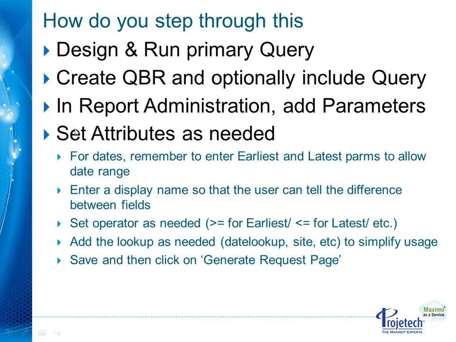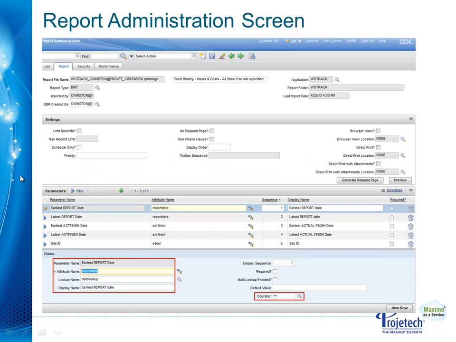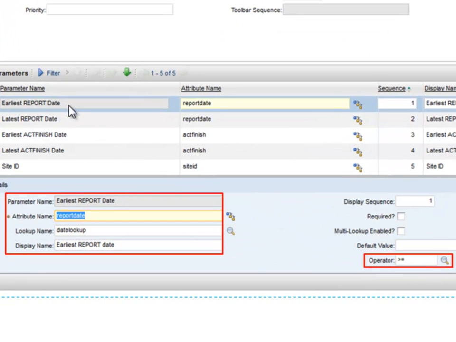Let's take a look at the report administration screen and essentially how the report will look when set up. Now remember, this example will already have an embedded query to incorporate closed and completed work orders. So our parameters don't really need to incorporate status, as an example. However, we do incorporate two date ranges, report date, so we need a parameter for the earliest report date and a parameter for the latest report date, because we also need to make sure that we identify an operator greater than or equal to or less than or equal to, depending on the parameter.